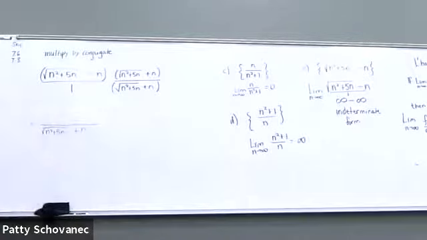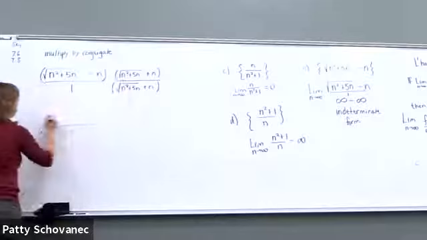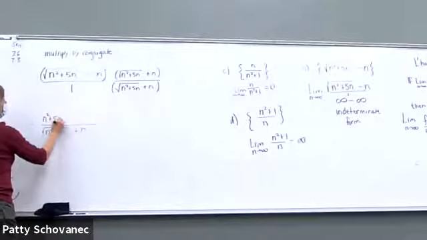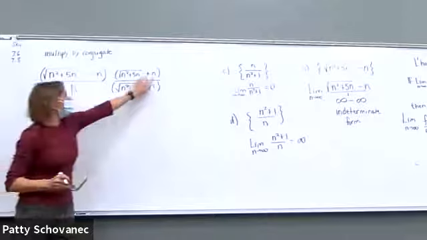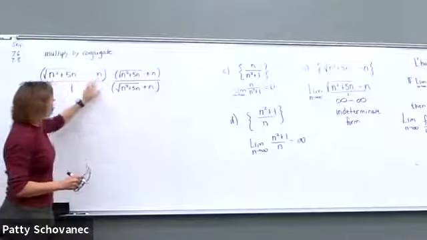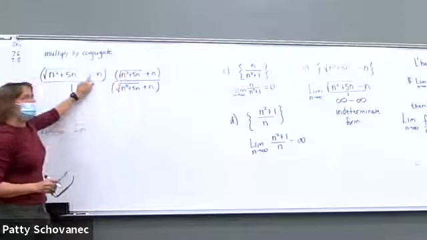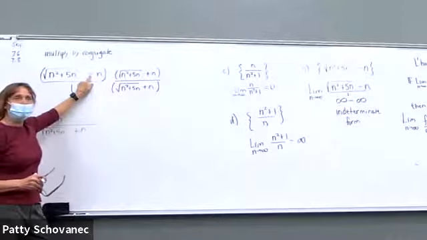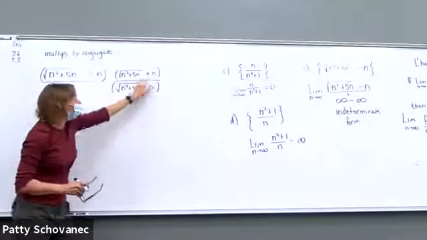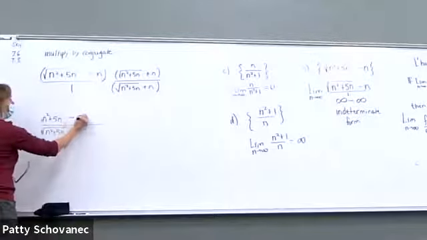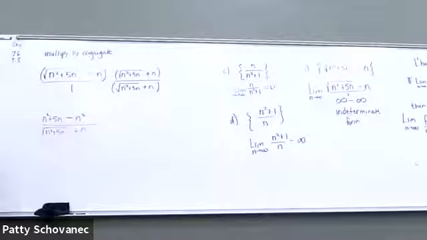What happens when you FOIL out the top? First times first, first times second, second times first, second times second. First times the first gets rid of the radical side. The first times the second is the same as the second times the first, but opposite in sign, so they'll cancel each other out. And then the second one times the second one gives me a minus n squared. So the n squareds are gone, and we have 5n over the square root of n squared plus 5n plus n.